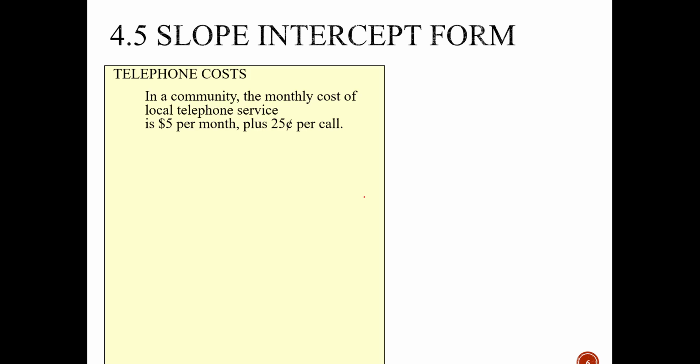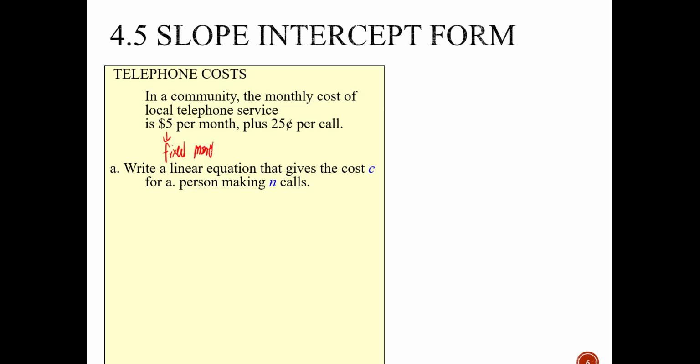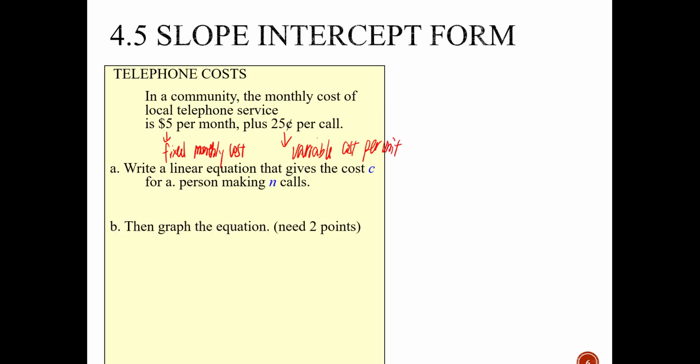Now let's take a look at an example. Let's say it's about telephone costs. In the community, the monthly cost of the local telephone service is $5 per month, and this is like a fixed monthly cost, plus 25 cents per call. And this is what we call variable cost per unit. Now write a linear equation that gives us cost C for a person making n calls, right?